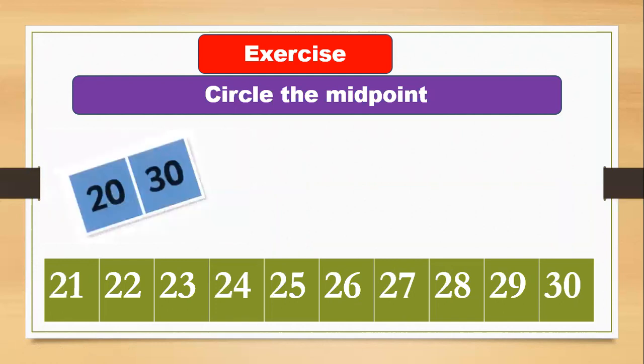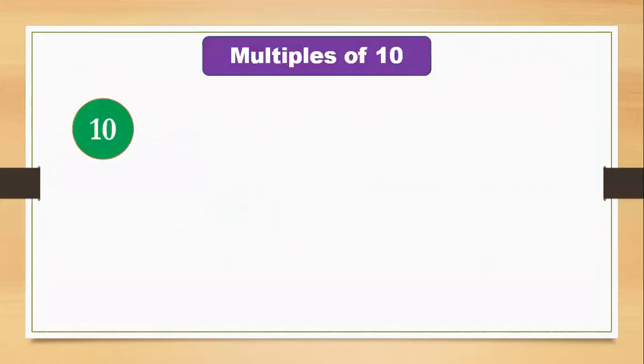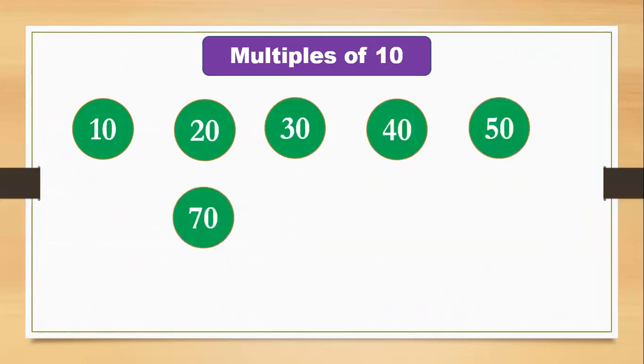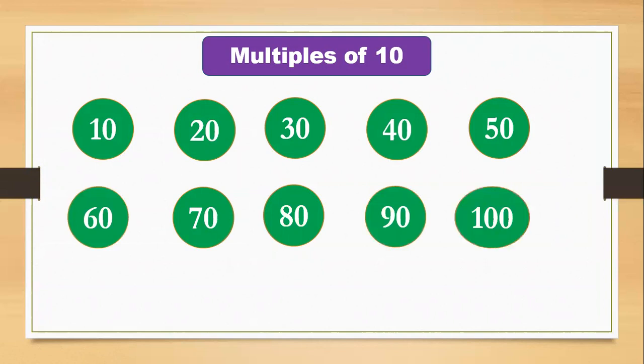20 to 30. What is the midpoint? 25. And what is the decade? 30. So you have to revise the multiples of 10. As you know, many students are very good at counting multiples of 10. So you have to say 10, 20, 30, 40, 50, 60, 70, 80, 90, 100. These are the multiples of 10. You have to memorize them, and they are very important in math.